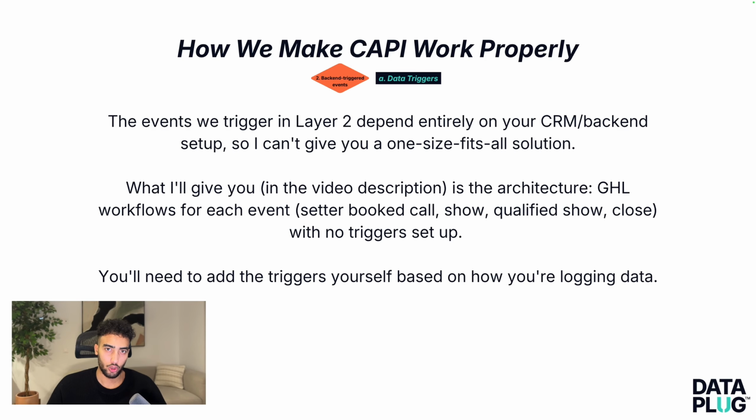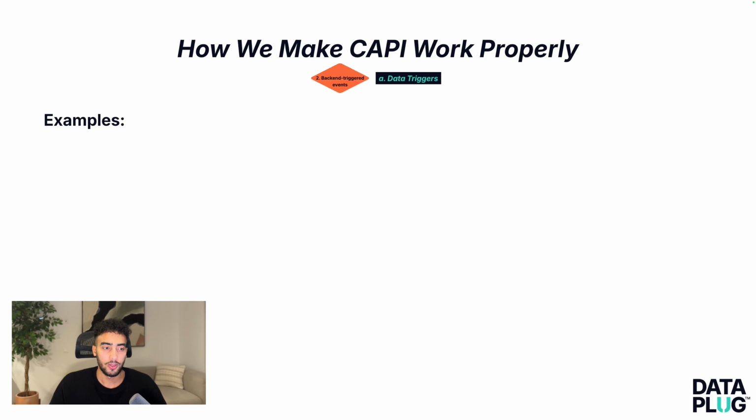What I'll give you in the video description and in the latter part where we're going to build this live is the architecture, basically the GHL workflows for each event, like setter booked calls, shows, qualified shows, close, but they won't have any triggers set up. You'll have to set up the triggers from wherever you trigger that action. So if you have a Google Sheet where you mark people as showed or closed or whatever, use that to trigger the GHL workflows that will trigger the NA10. That's why we have it this way, so you can log your data however you structure it.